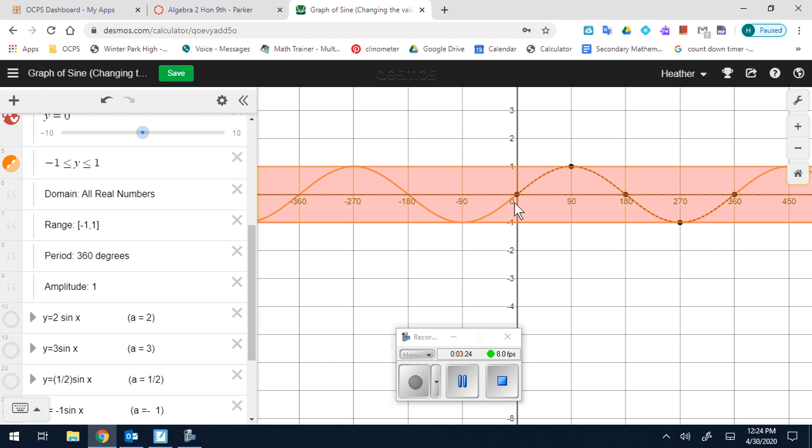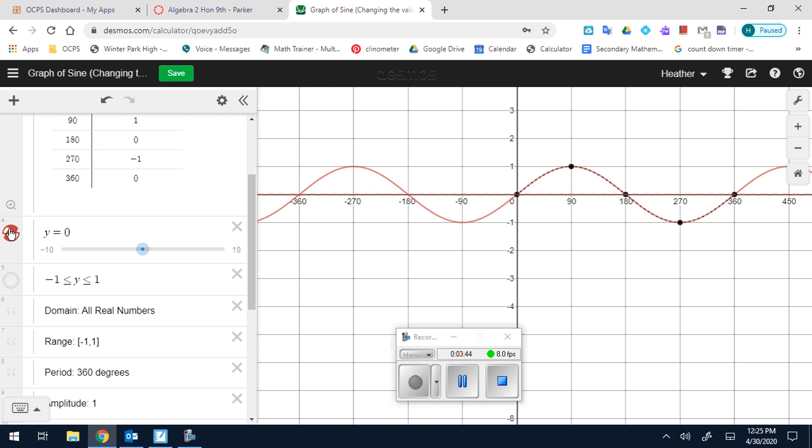So for our parent function, our domain is all real numbers, our range is -1 to 1, our period is 360 degrees because I complete one full cycle in that 360, and the amplitude is 1. Remember, amplitude is the distance from the midline to the max and min. So distance from here to here is 1, distance from here to here is 1. Amplitude is always positive, by the way.